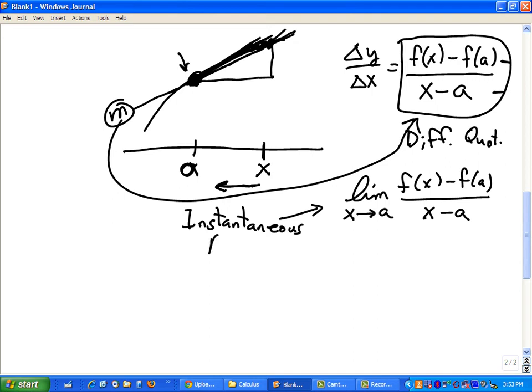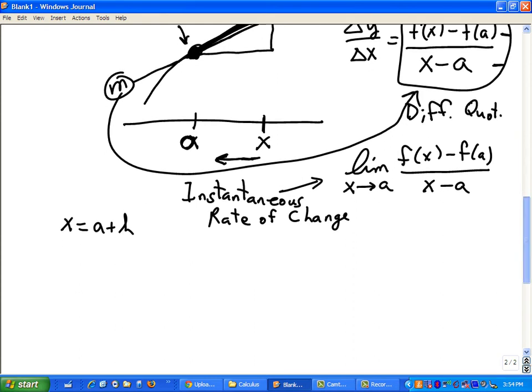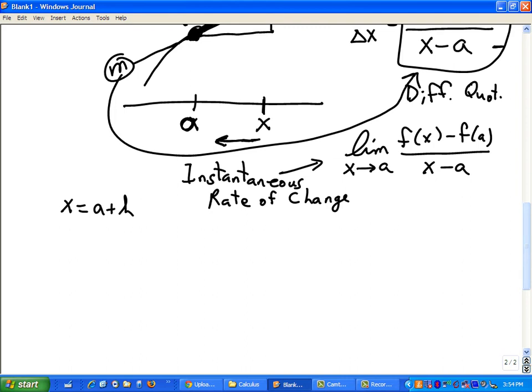Now, let me go back to the other one. The other one was very, very similar. The only difference was instead of x, we made it a plus h. So it really doesn't matter in the grand scheme of things. Sometimes one of them is easier to understand than the other. In this formulation with a plus h, you're going to write the limit as h goes to 0 of f of a plus h minus f of a over the difference in the x values, which just reduces to h in this case.